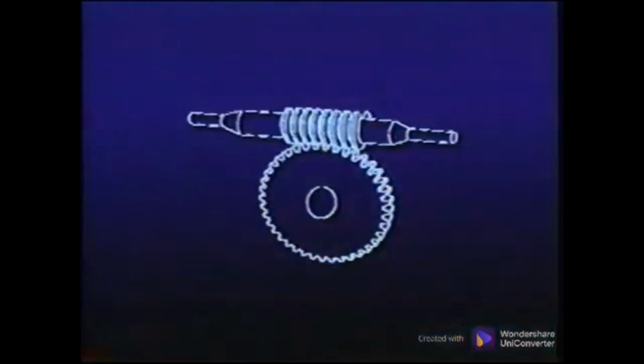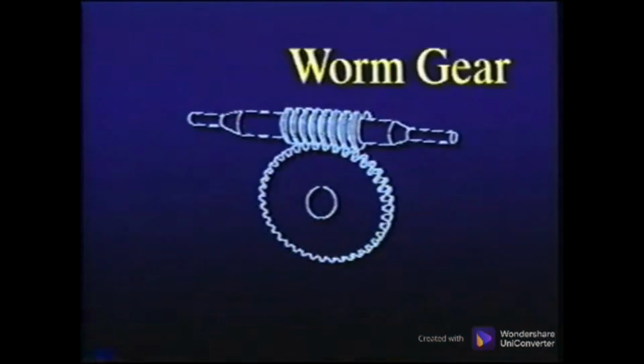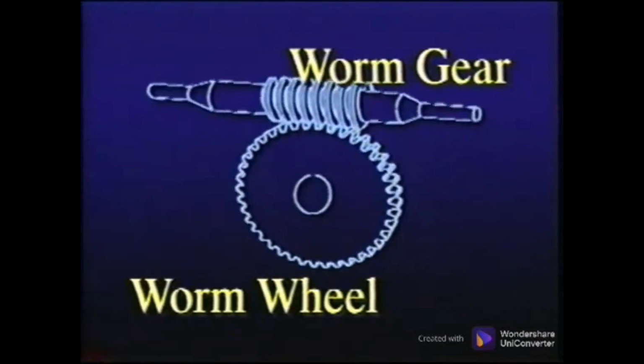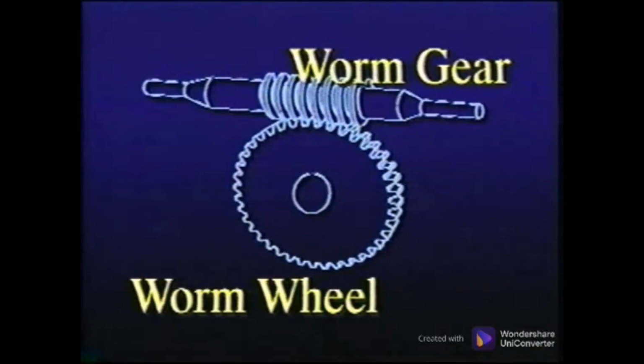Another gear type is the worm drive. The worm drive uses a shaft called a worm gear and meshes with a gear called a worm wheel. The worm gear has teeth like threads of a screw. Usually, more than one thread meshes with the worm wheel. These are typically used where a high ratio is required in right angle drives.